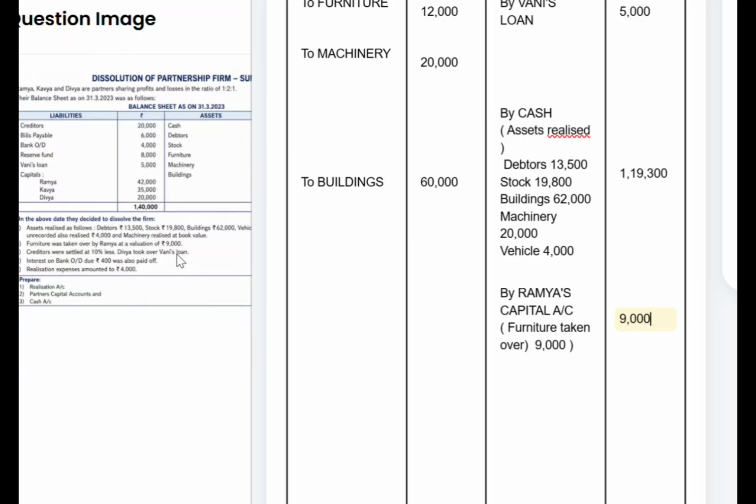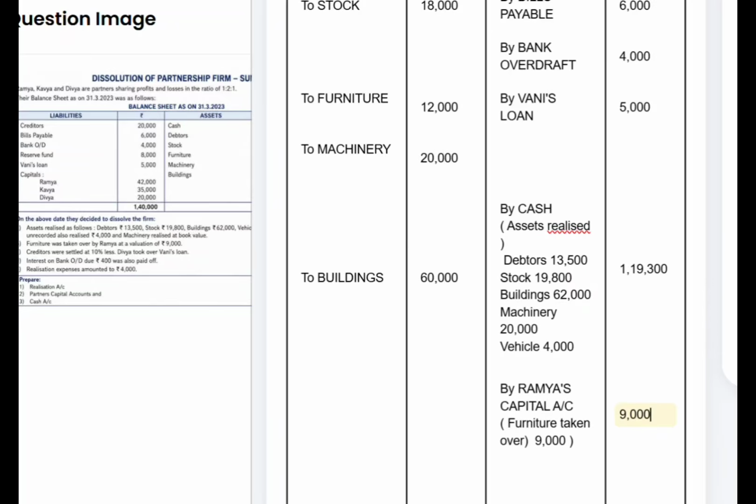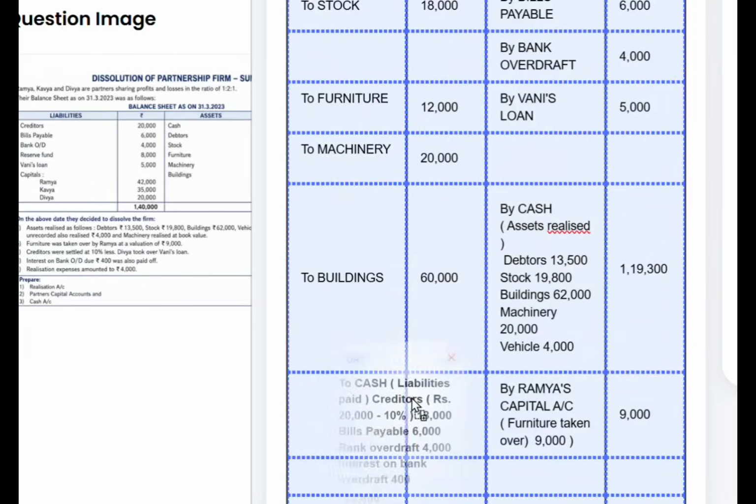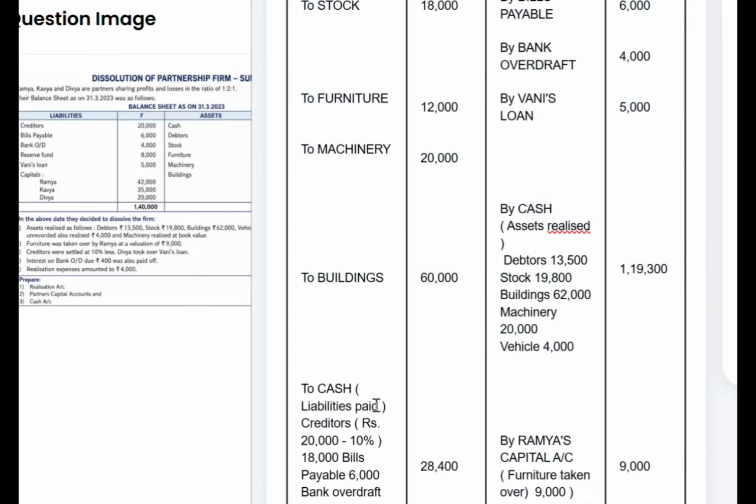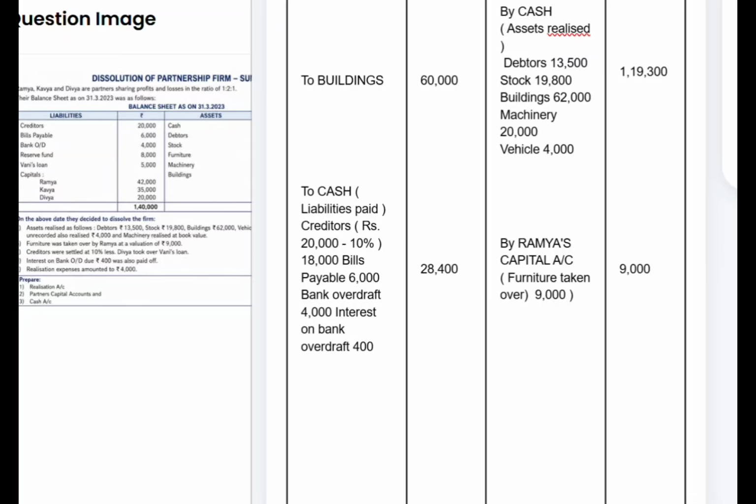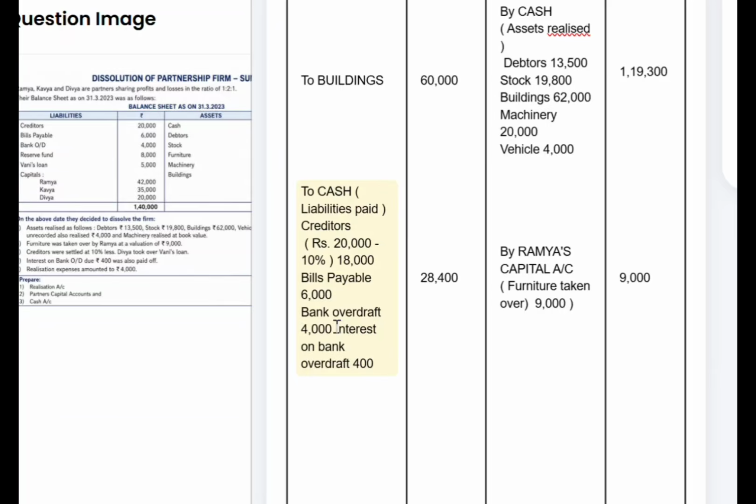So the amount of liabilities that are paid by the firm will come on the debit side of realization account. So the liabilities that are paid off will be entered on the debit side of the realization account as to cash account as the liabilities are being paid off. So the creditors are paid at 10% discount, so which will be 20,000 minus 10%, which will be 18,000 rupees. Bills payable is paid in full and bank overdraft is also paid in full.